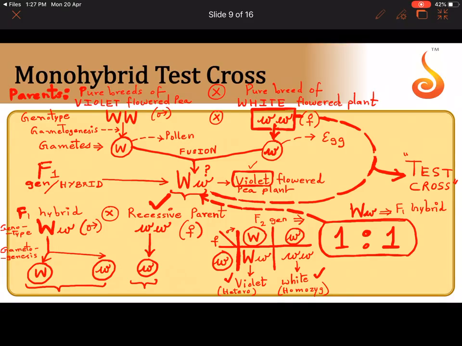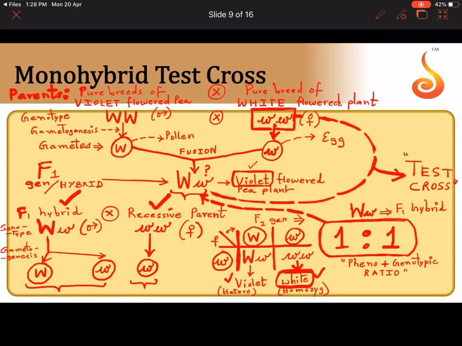Imagine if the plant was capital W, capital W, you wouldn't get white plants at all in the F2 generation. So how will you get a ratio of 1:1? Not possible. When can you get a ratio of 1:1? When the F1 hybrid is capital W, small w. So in the scheme you have to write here, I have not written, but you have to write phenotypic plus genotypic ratio is the same. What is the phenotypic plus the genotypic ratio? 1:1. Phenotypic and genotypic ratio are 1:1.